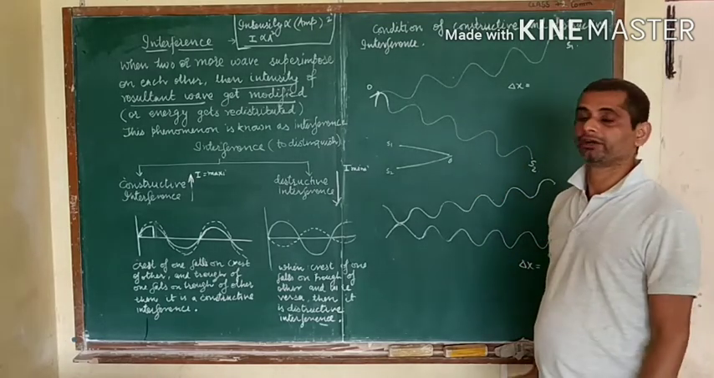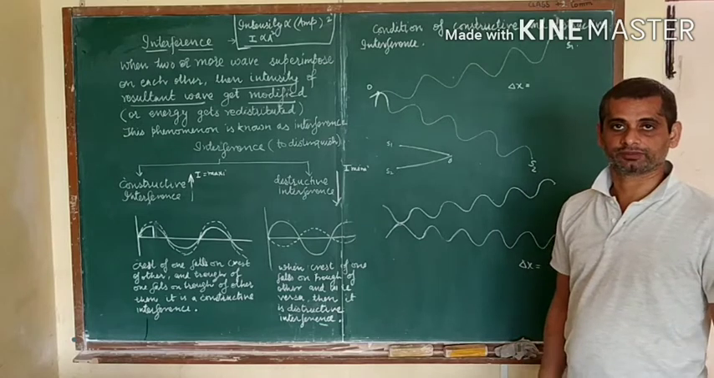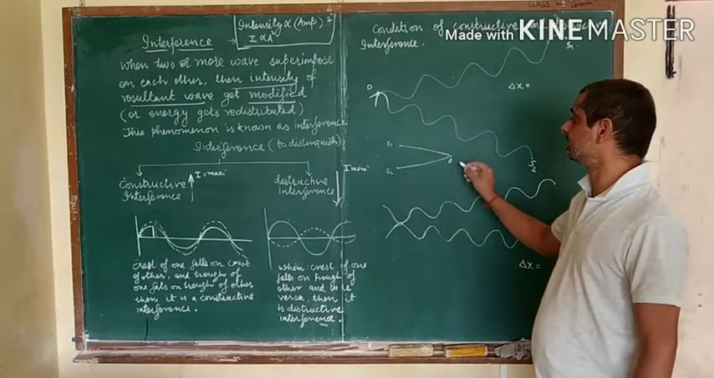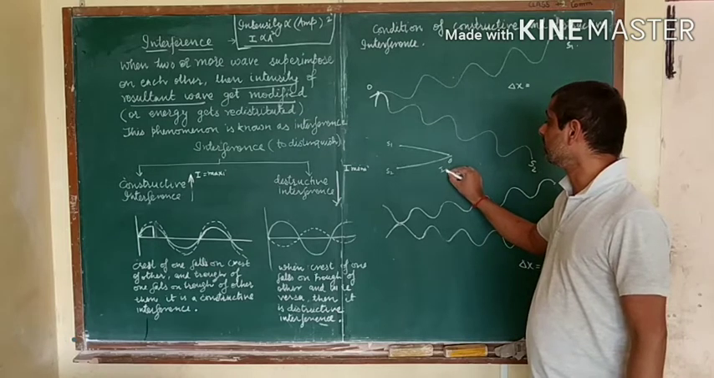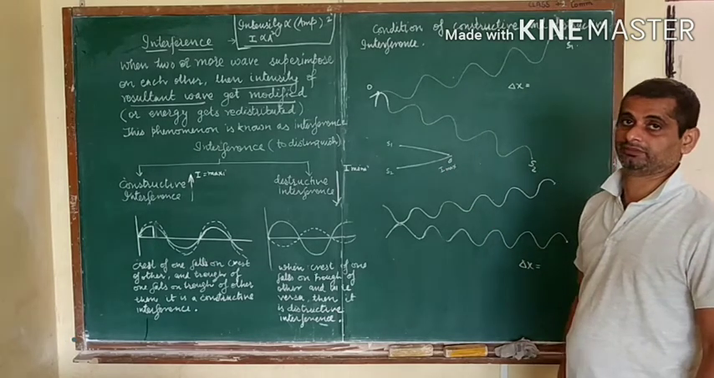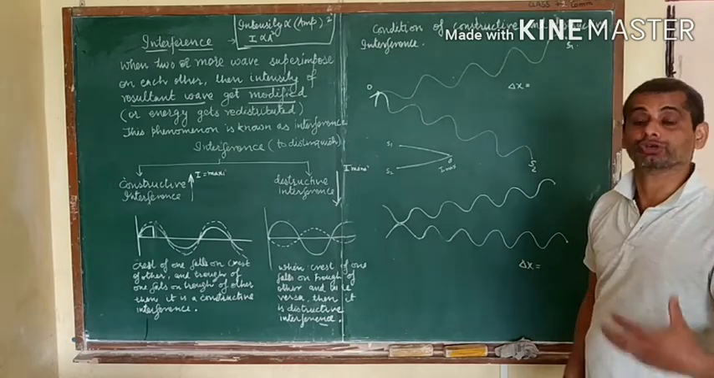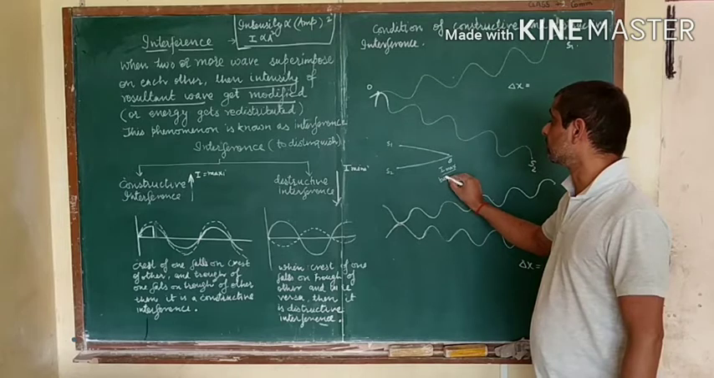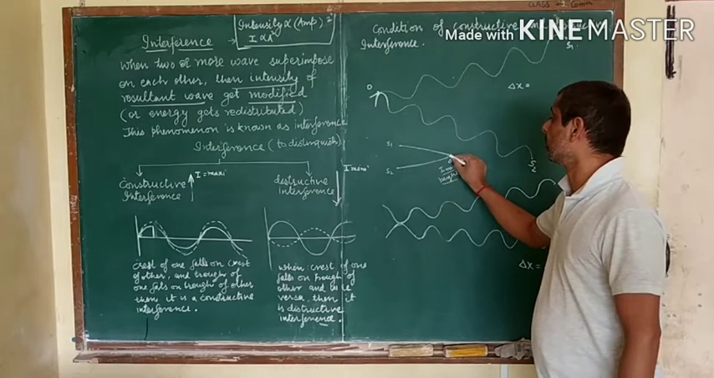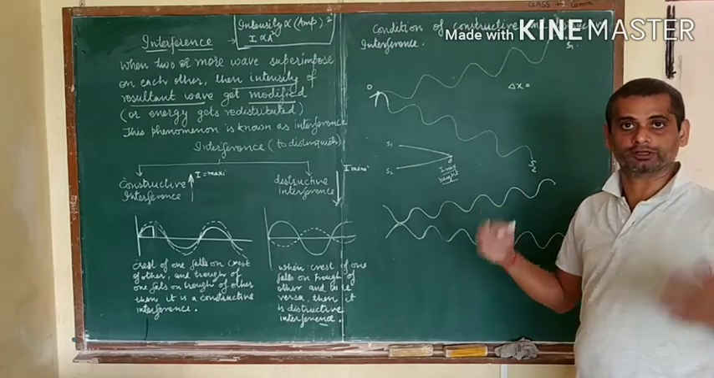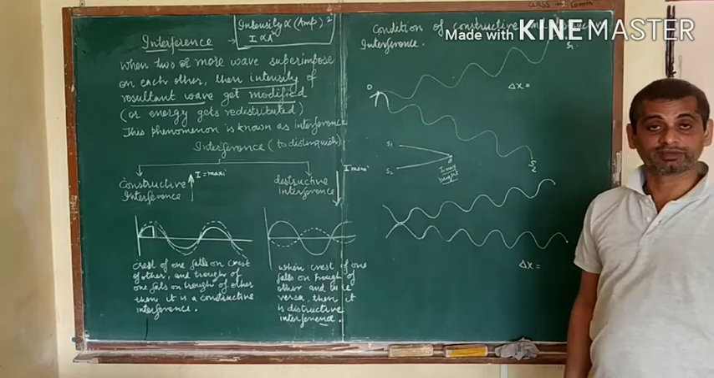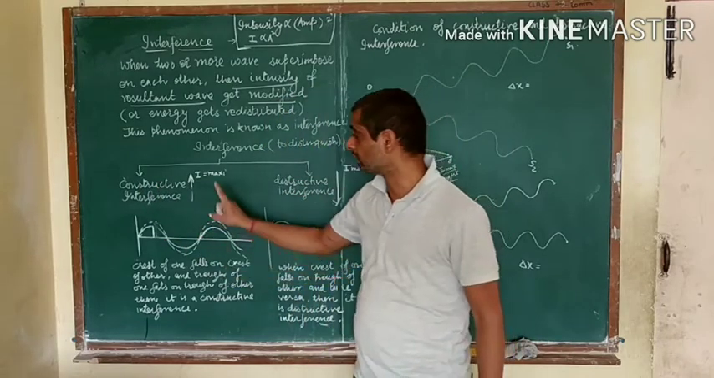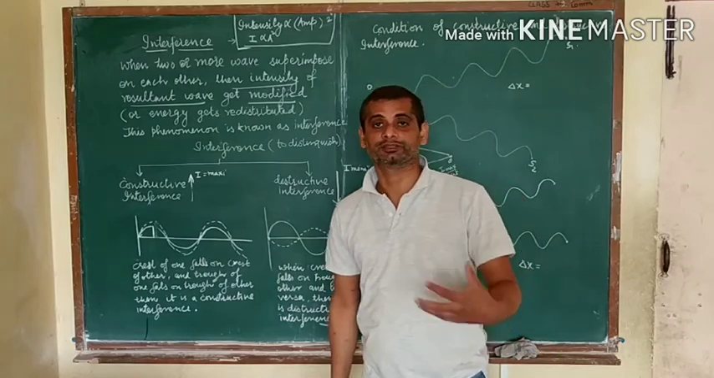Now at this point O, these two lights interfere and superimpose on each other such that the intensity gets modified. Suppose it gets modified in the positive sense such that the intensity becomes maximum. If the intensity is maximum, that point is a bright point, so this point O will be brighter. When the intensity becomes maximum, this type of interference is known as constructive interference.